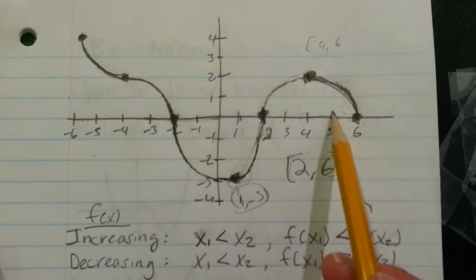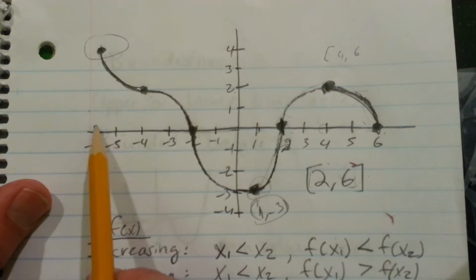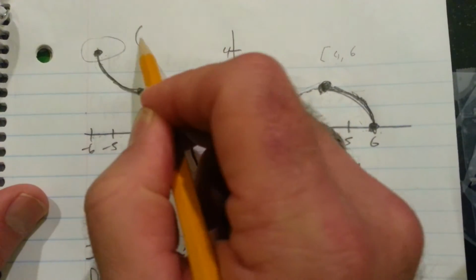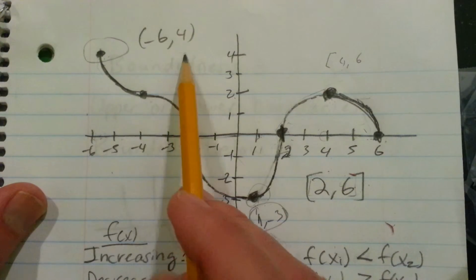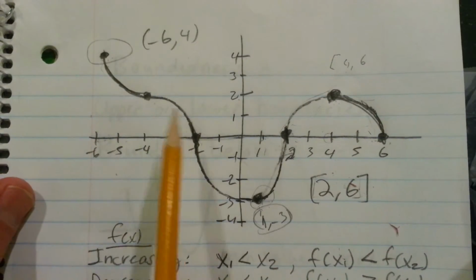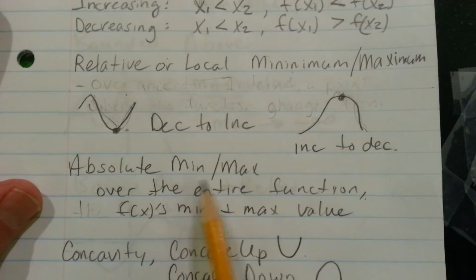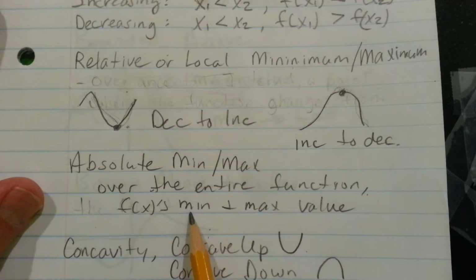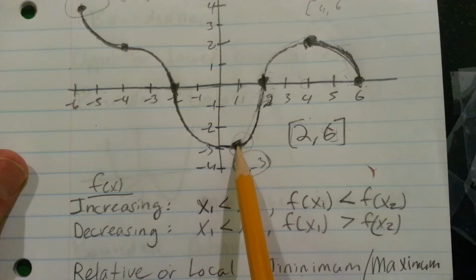When I talk about the entire function, if I want the max value, this value right here, which occurs at x equals -6 and is the point (-6, 4), that is my absolute maximum. Over the entire function, that is my absolute maximum, okay? So absolute min or max are over the entire function, the function's minimum and maximum value. This right here is my absolute minimum.